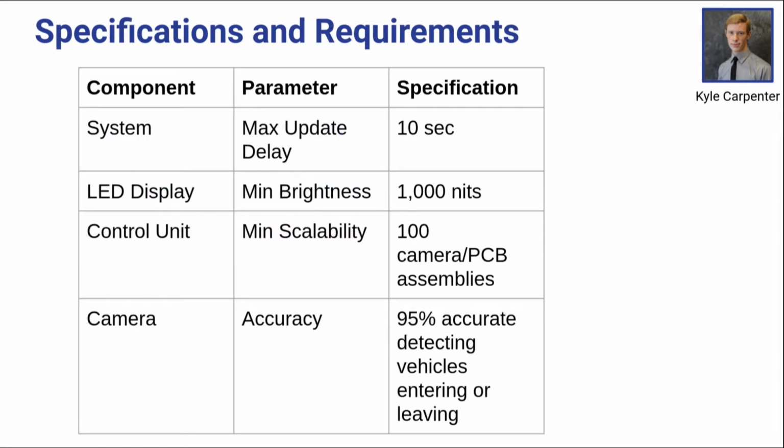For the system, we want it to have a max update delay of 10 seconds, with a minimum brightness of 1000 nits, and in terms of scalability, we want to be able to have 100 camera PCB assemblies. For accuracy, we want it to be at least 95% accurate when detecting vehicles entering or leaving. In the video, we're going to be demonstrating our camera's accuracy in detecting the vehicles, the system updating the database, and showing the LED, the different things it can display and how bright it is.